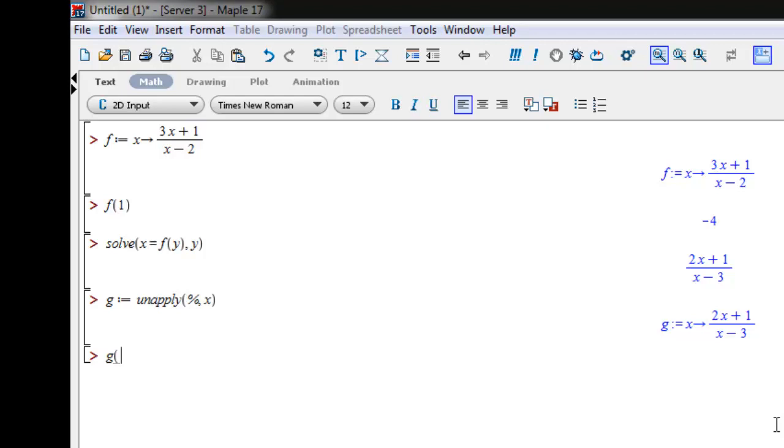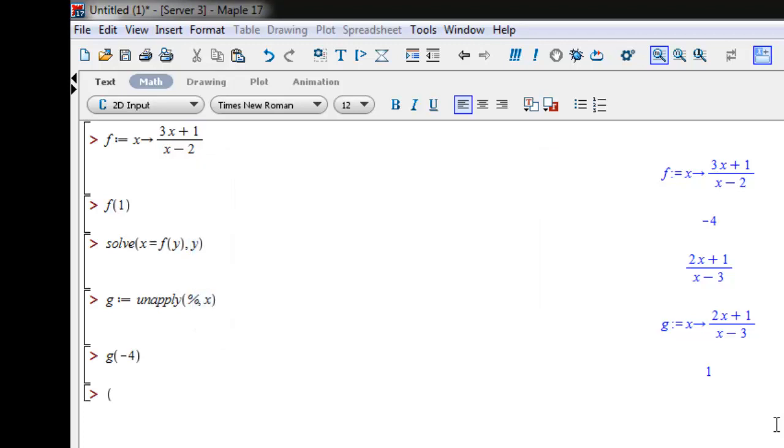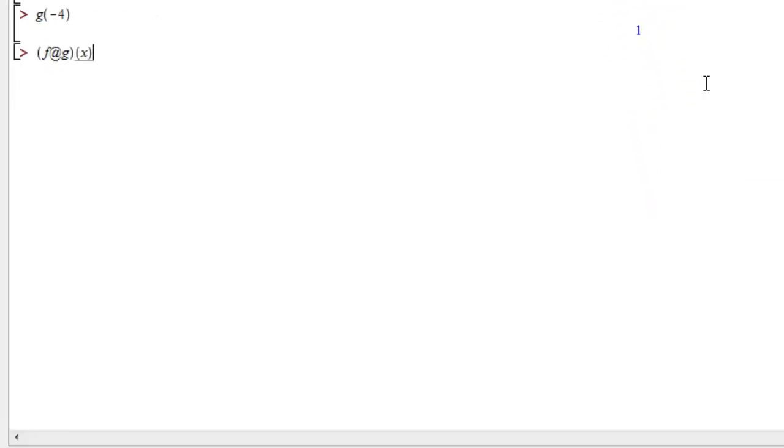Notice if I now put in g of negative 4, I get 1. So it basically does the opposite of what f does. It reverses the x and the y coordinates. If you want to check that two functions are inverses, you would evaluate the function composition f of g and the function composition g of f. The function composition operator in Maple is the @ sign. So if I want f of g of x, I type f at g and pass it the argument x.